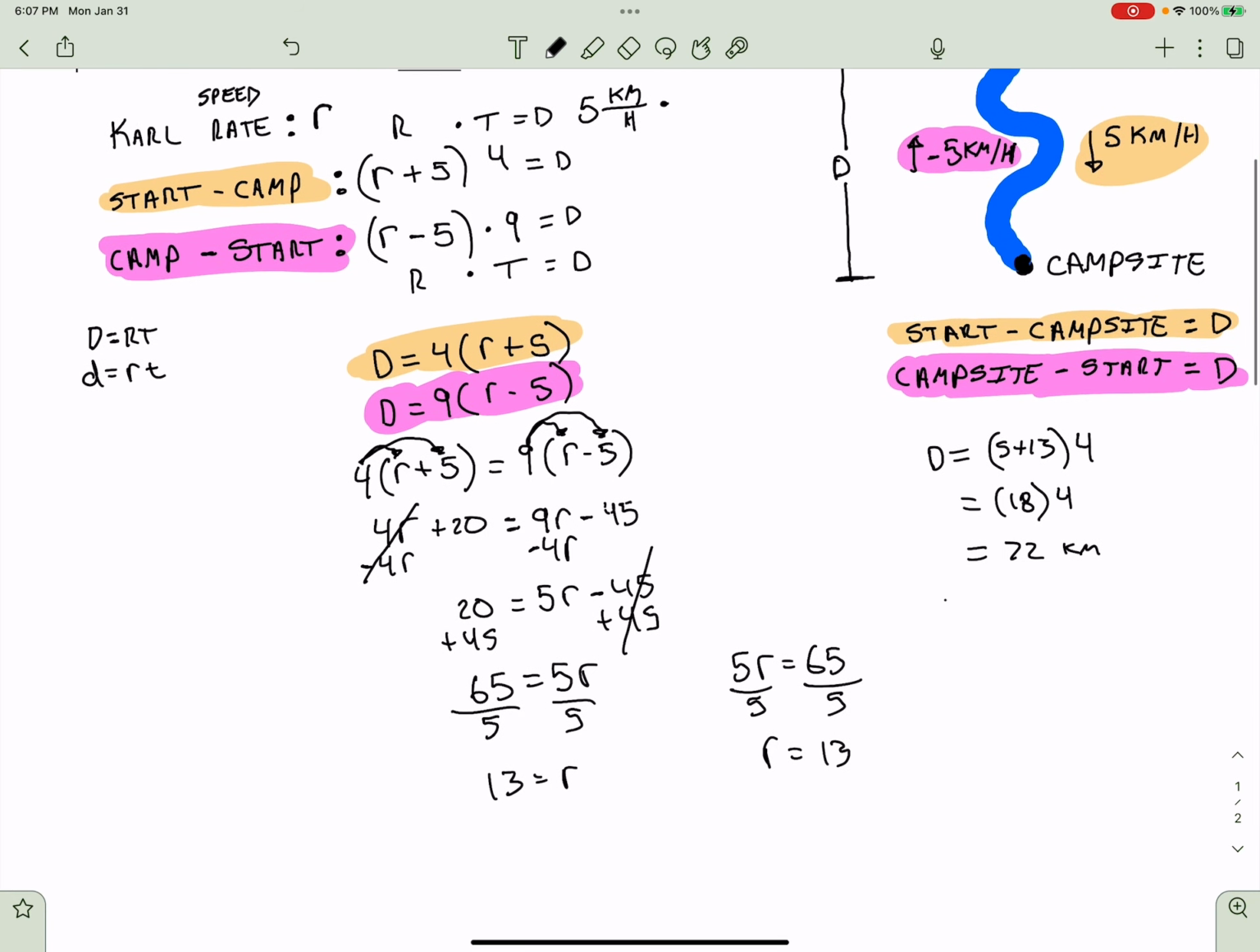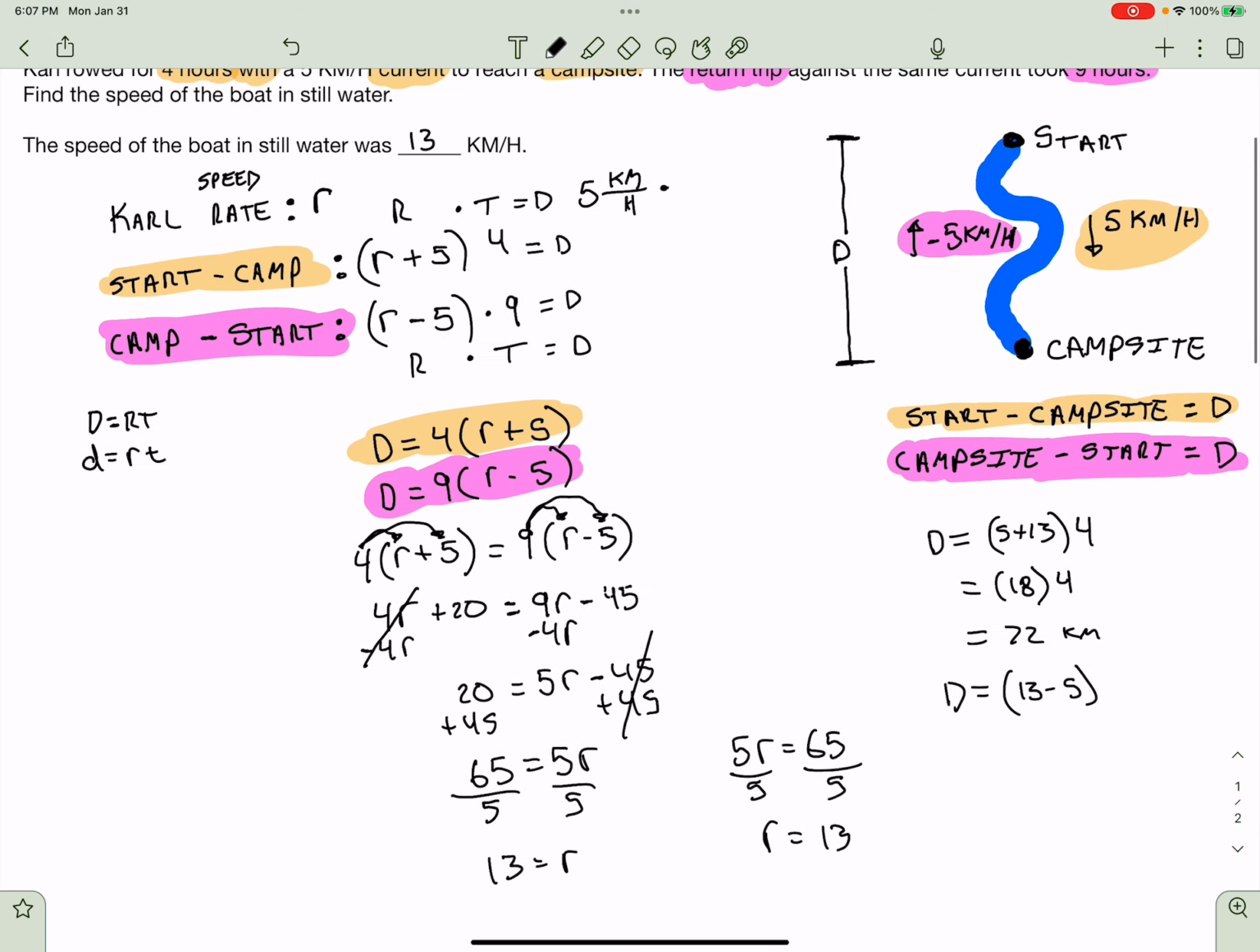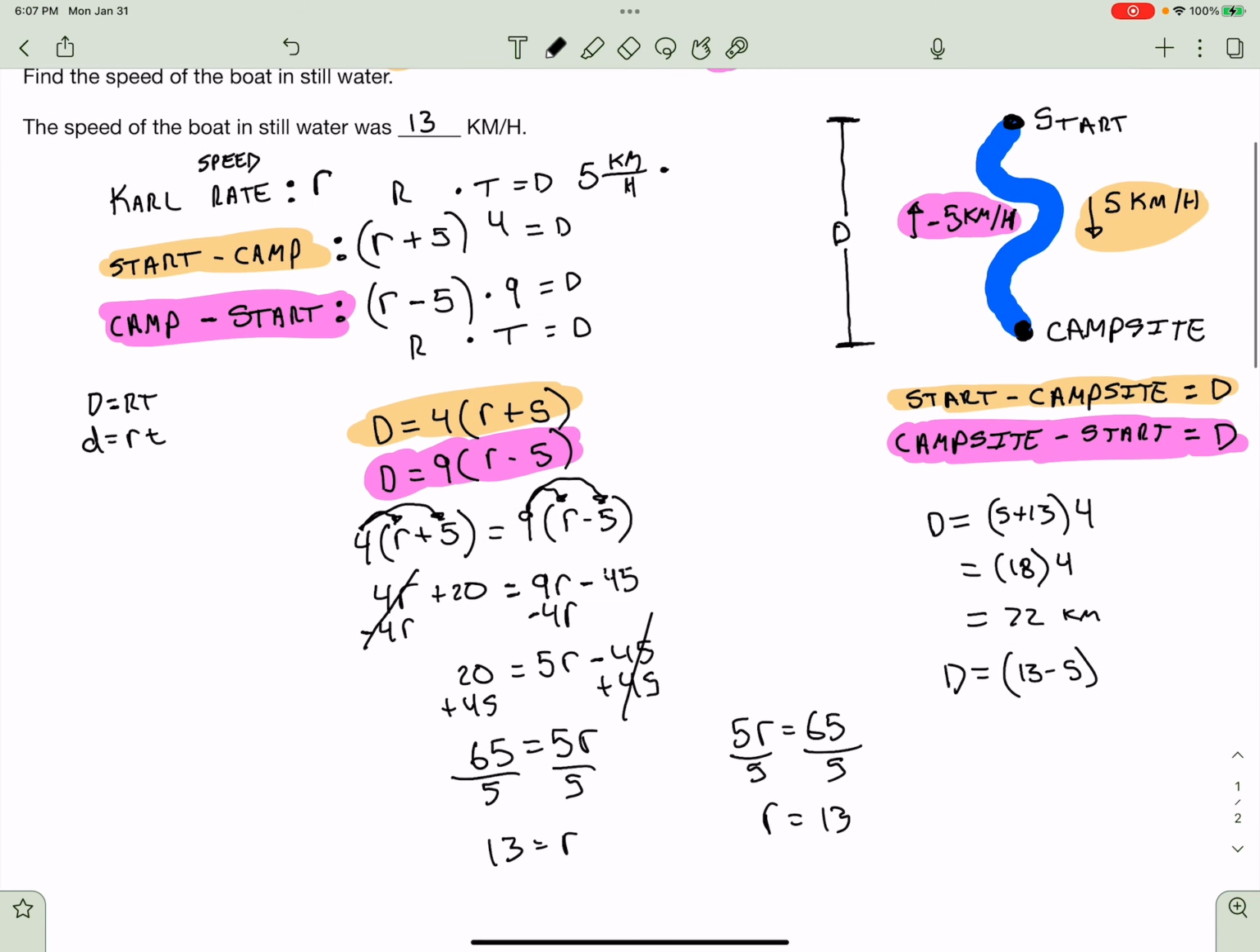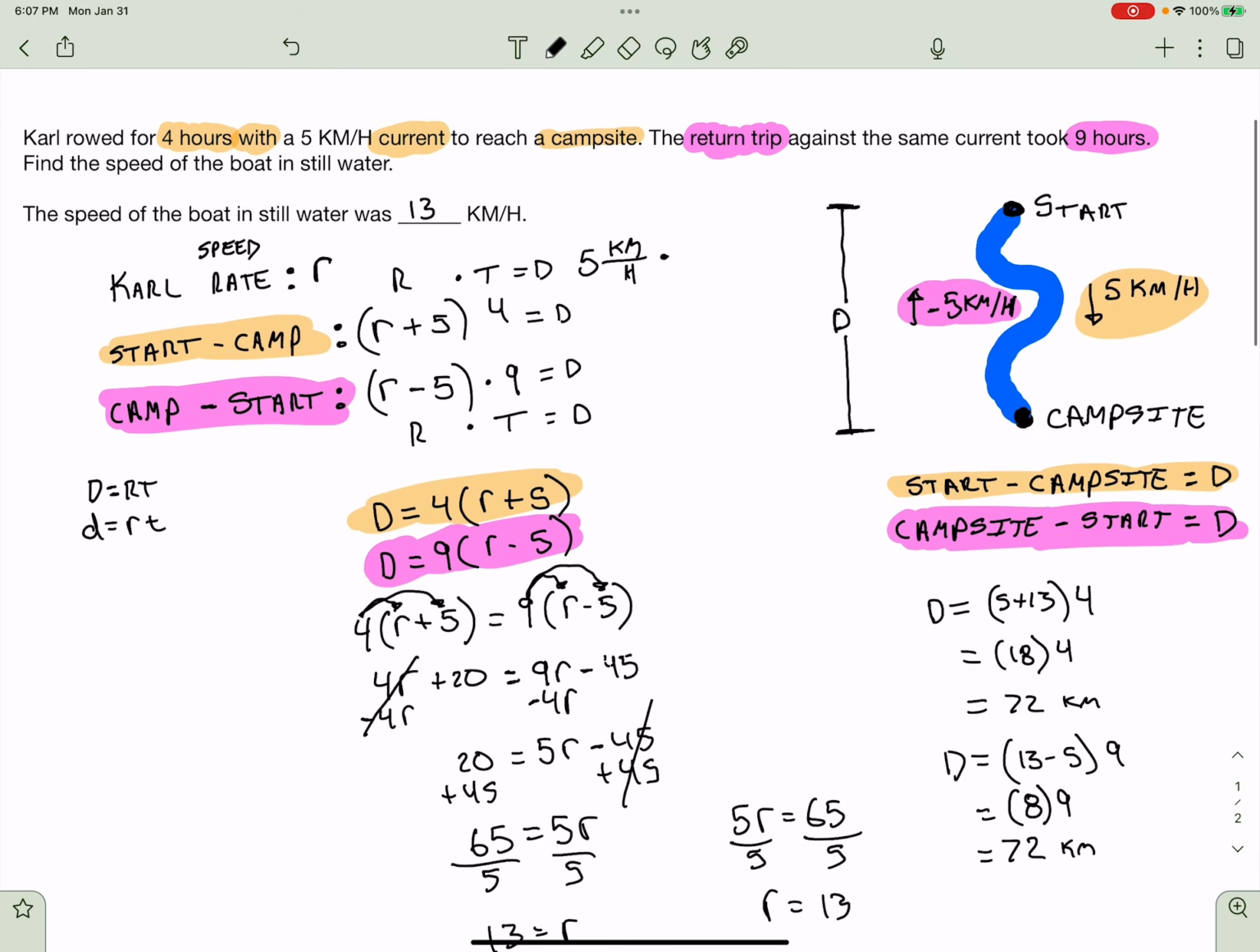Now let's try the other one. Distance equals 13 minus 5 times, what was that one? It was 9. 9, that's right. So 13 minus 5 is 8. And 8 times 9 is 72 kilometers. So we've checked our work. And we know that this is definitely the correct answer to the problem.